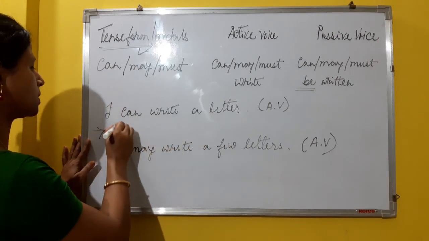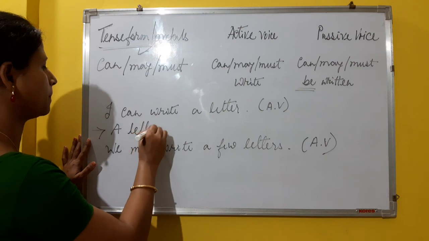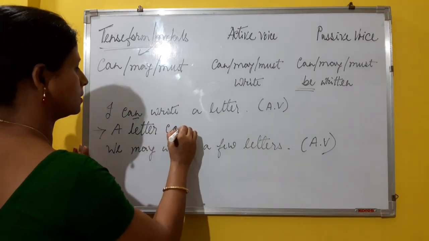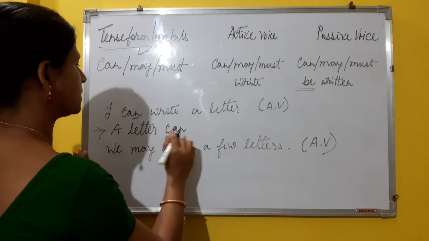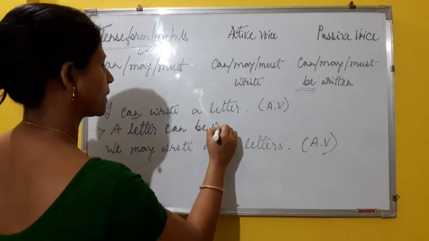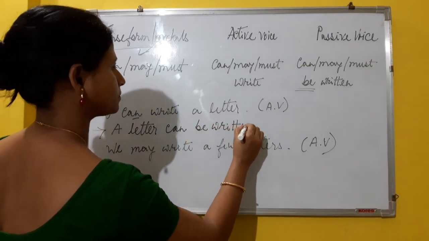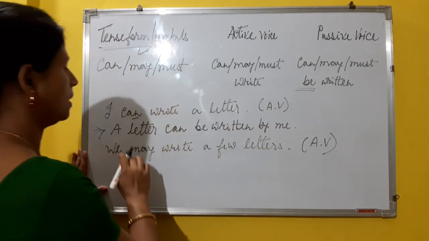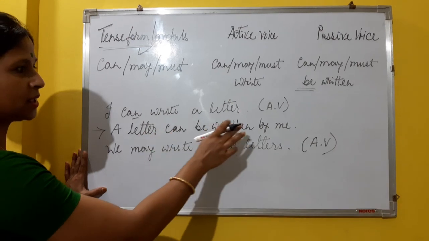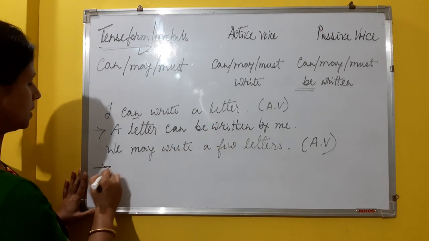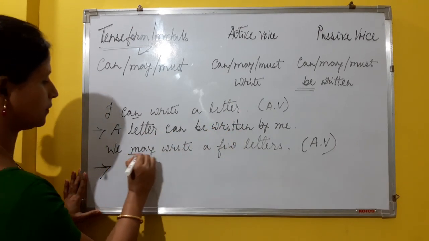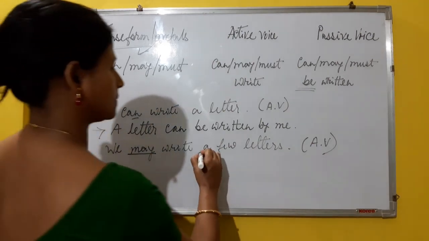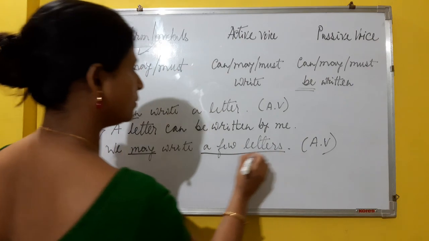I can write a letter. And of course, a letter, can is the modal here. A letter can be written by me. A letter can be written by me. And in the next sentence, I have used this modal. We may write a few letters.